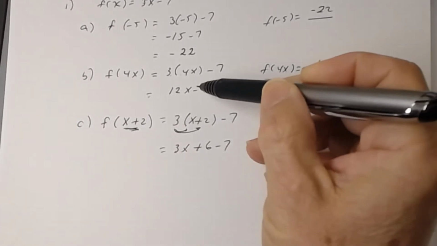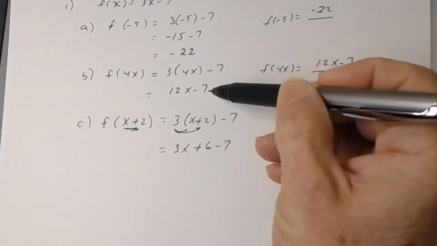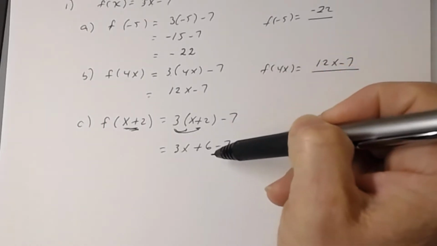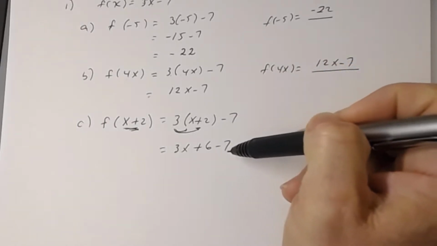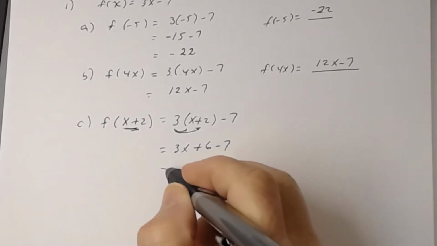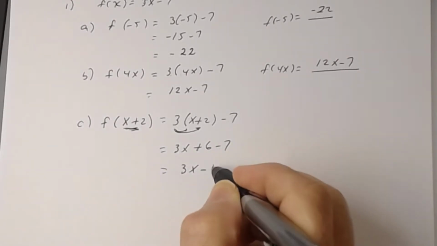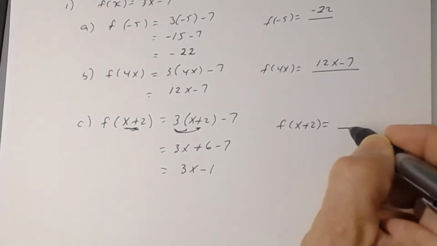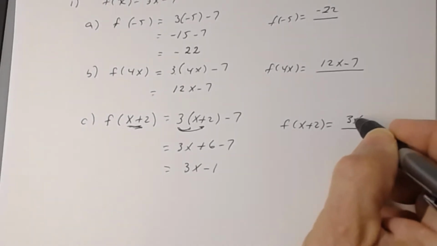Now in the previous problem, when I got to this point right here, there was nothing else I could do because there weren't any like terms. But notice, what can I do here? Combine like terms. So when I combine like terms, I get 3x minus 1. So f of x plus 2 is going to equal, and what do I put in the blank? 3x minus 1.